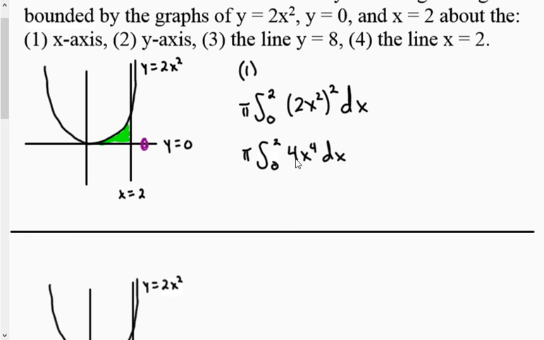Now integrate this, I'm going to get 4x to the 5th over 4. So I'm going to get pi times 4x to the 5th over 4, and I'm going to do it from 0 to 2. So we plug 2 in there, and we get 2 to the 5th, which would be what? 4, 8, 16, 32 times 4. This should have been a 5 down here. 32 times 4 is going to be 128 pi over 5. Cubic units would be the volume.